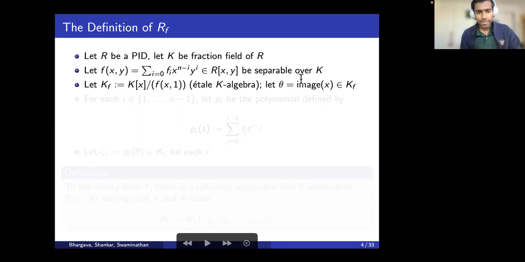And now let Kf be the K algebra obtained by adjoining a root of F to K. So it's just K adjoin X mod F of X comma 1. And let theta be the image of X in Kf, that is, theta is going to be the root of F.